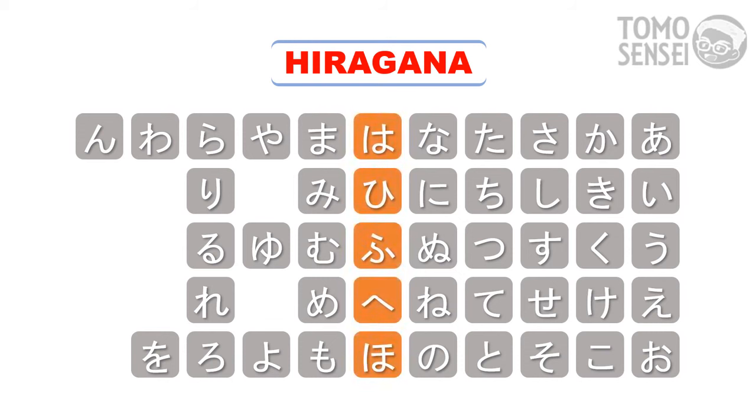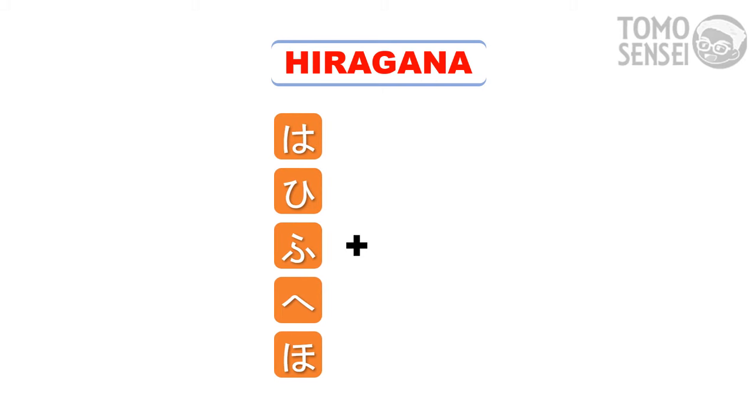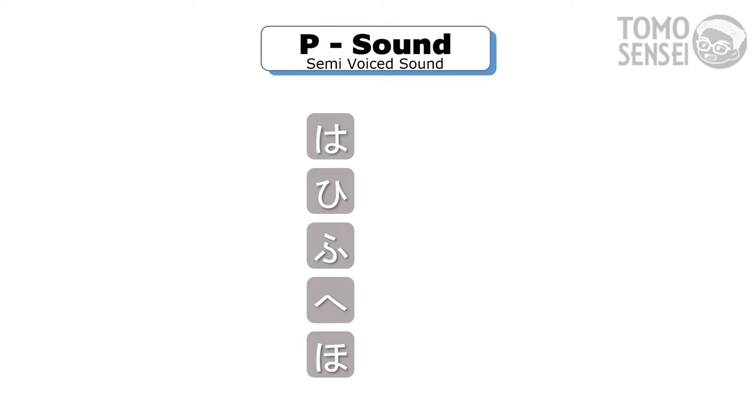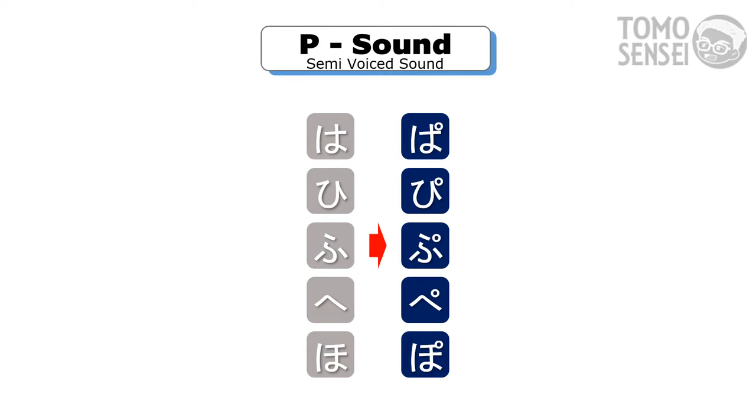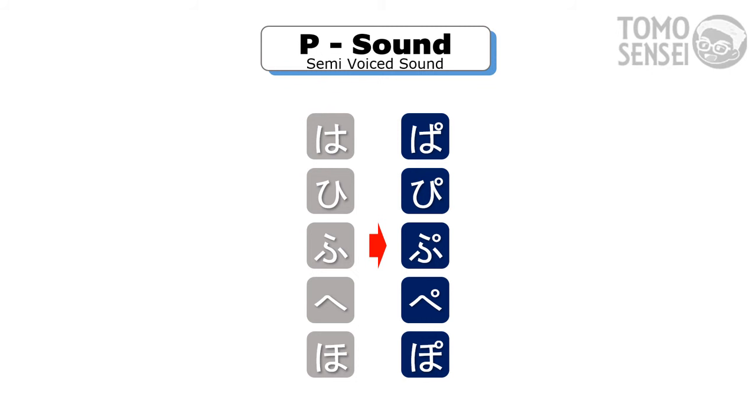Only ha column has P sound. The consonants of ha column can become P sound by adding a small circle to the upper right corner of the characters. Now we have pa column. Do you see a small circle on each character? We call it handakuten in Japanese. When handakuten is added to ha column, they become pa column.